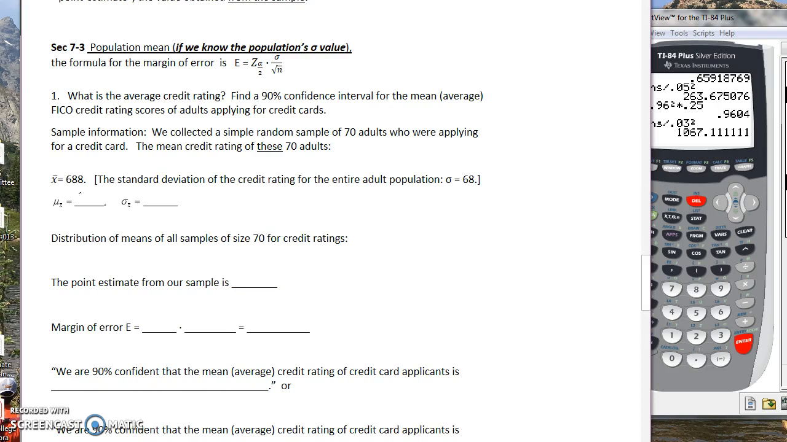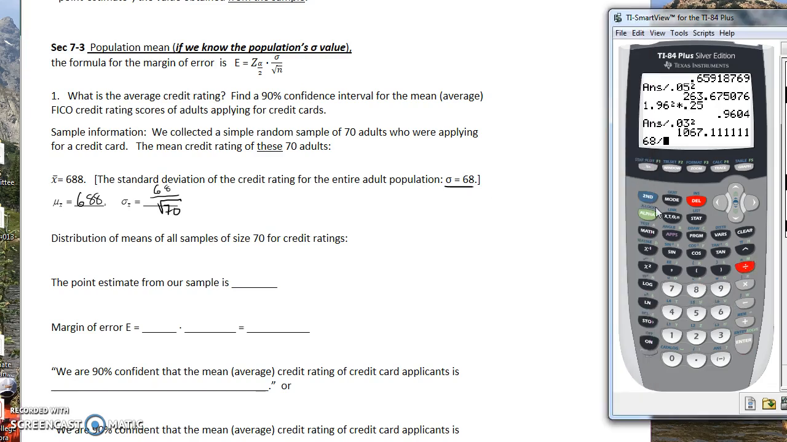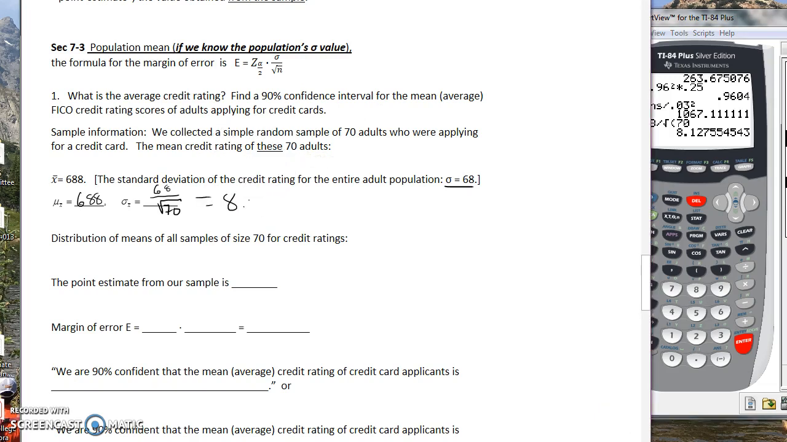So our sample mean would be 688. Now our standard deviation of the population sigma is 68, but to find the standard deviation of the sample means, we take our old standard deviation of 68 and divide it by the square root of our sample size, which in this case is 70. So when I do 68 divided by the square root of 70, I get 8.13. So that would be our standard deviation of our sample means.